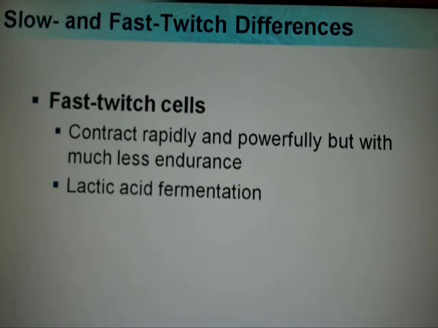So if you're a sprinter or a power lifter, these are the kind of muscle cells you want to develop. Fast twitch muscle cells. They contract powerfully, but not for very long. So they're going to rely on a short burst of energy available. Since there's not enough time to get oxygen, lactic acid fermentation will supply them with energy.